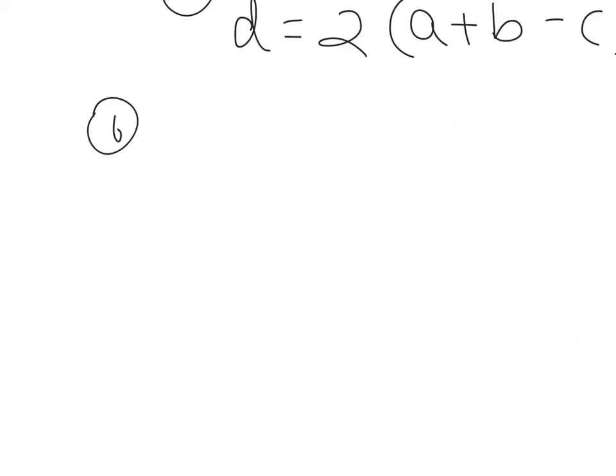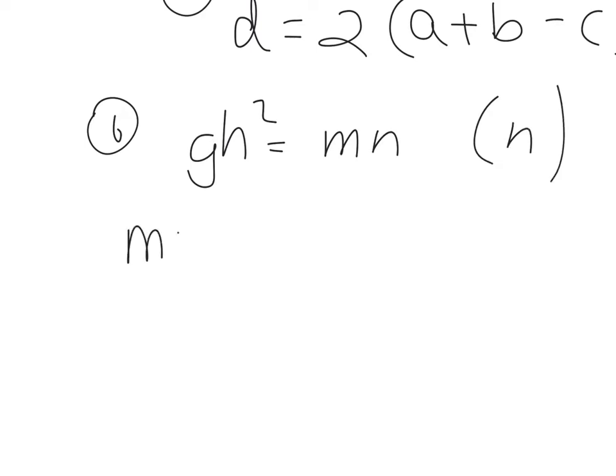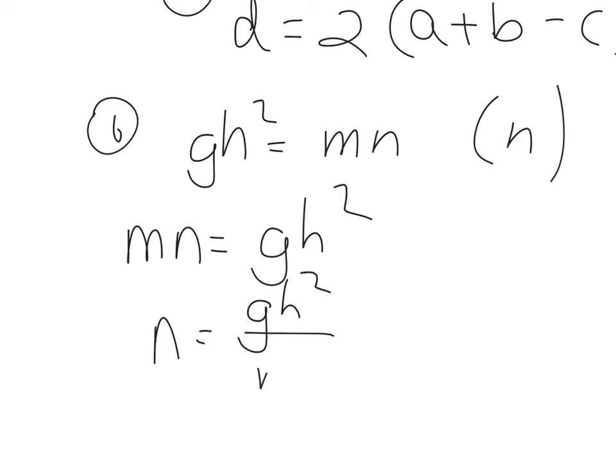Example 6. GH squared equals MN. We're going to change the subject of the formula to N. MN equals GH squared. How do you get rid of M times? You get rid of it by dividing. So it's GH squared divided by M.